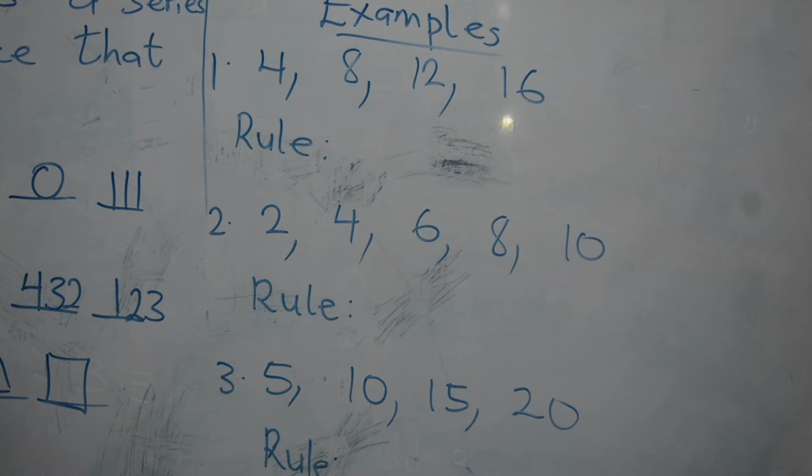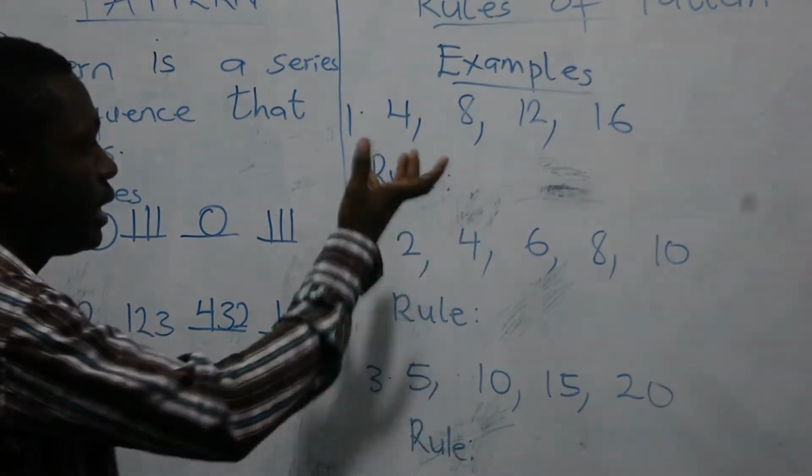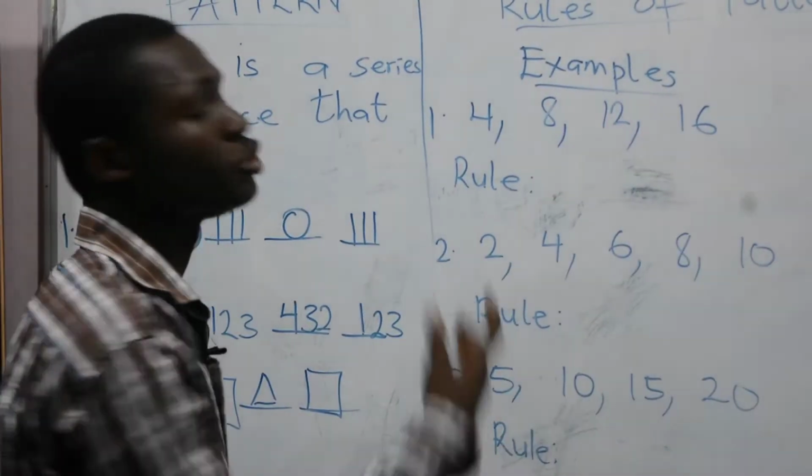Let's move on to 2. We have 2, 4, 6, 8, 10. The rule did not give it to us, so we are now going to find it. The 3, we have 5, 10, 15, 20. So we are now going to find the rule of these. Now, let's all solve it together.